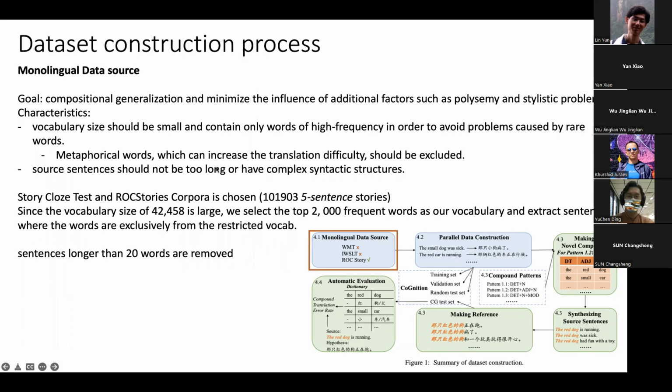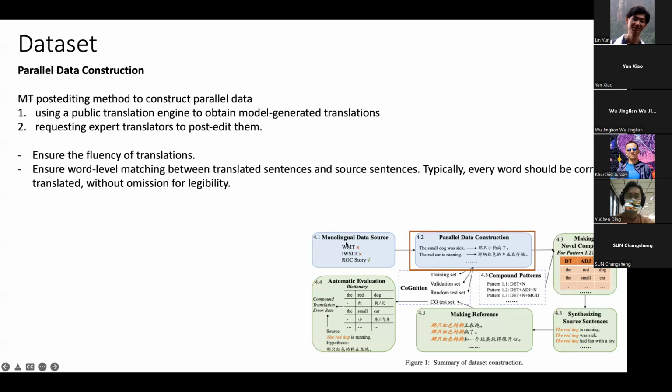First of all, this is how they choose the data set. As we mentioned, they want to minimize the influence of additional factors like stylistic problems. So they use a simple data set. They mentioned other options, but they use five-sentence stories, which are quite simple. They only select the top 2,000 frequent words as the vocabulary, and then extract sentences where the words come exclusively from the restricted vocabulary. They also remove sentences that are too long. So they clean it.